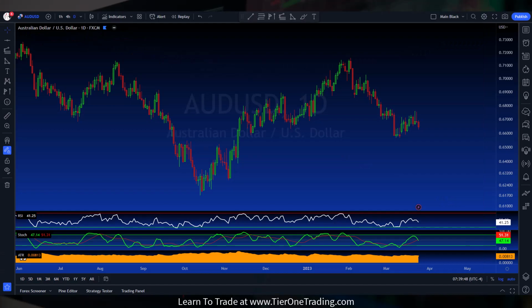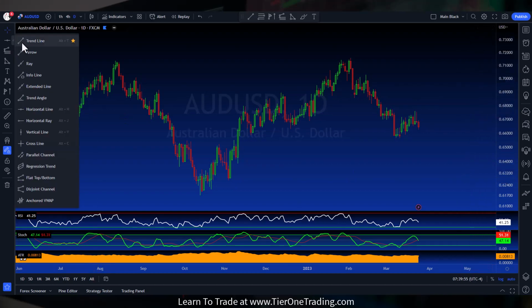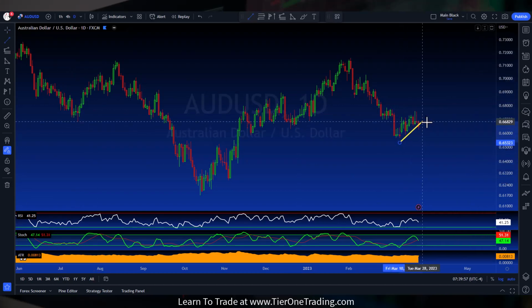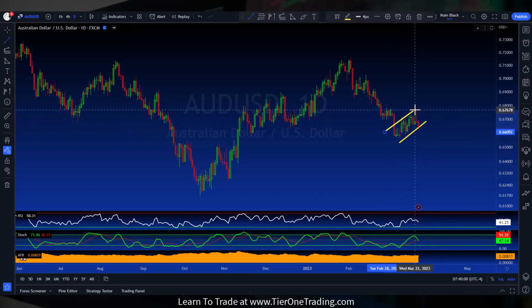So let's get started on the Aussie dollar today. And Aussie dollar is an interesting one because we have a pattern within a pattern. You can see recently price action has been putting in a bearish flag pattern here on the daily chart.